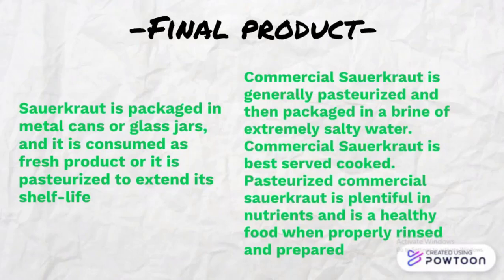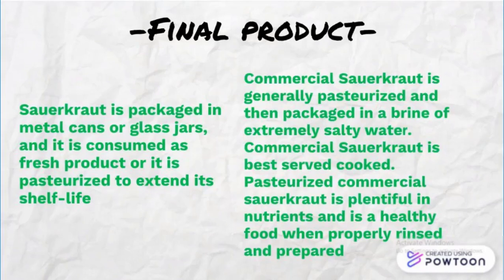Commercial sauerkraut is generally pasteurized and then packaged in a brine of extremely salty water. Pasteurized commercial sauerkraut is plentiful in nutrients and is a healthy food when properly rinsed and prepared. The best way to prepare commercial sauerkraut is to rinse well under running water while squeezing out the brine.